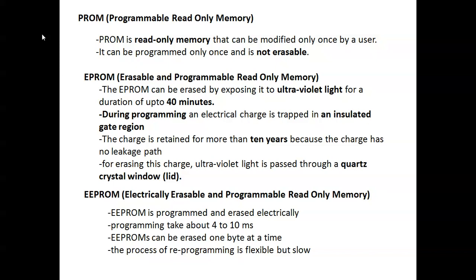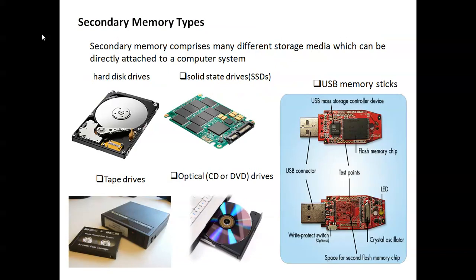This can also be erased, but electrically, and it takes 4 to 10 minutes. It can be erased one byte at a time. So the process is reprogramming, flexible but a little bit slow. That's why, if you update a mobile, it takes 4 to 10 minutes like that. So these are the memories used in mobiles and your devices. Secondary memory types: hard disk, solid state drives, tape drives, and optical CD drive, pen drive. So these are secondary memories.